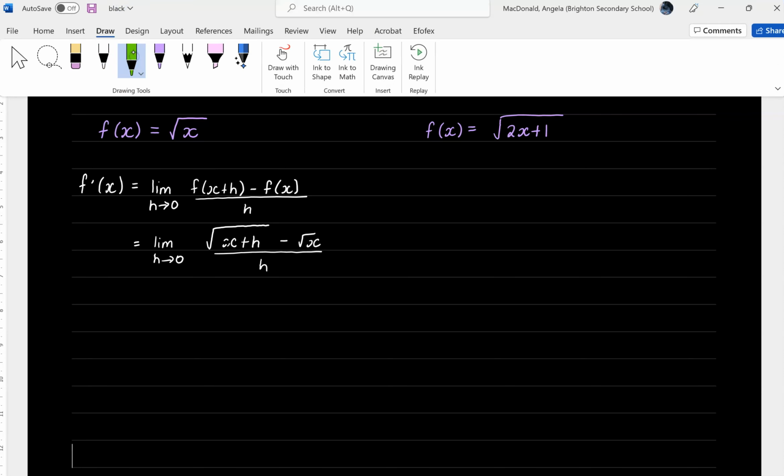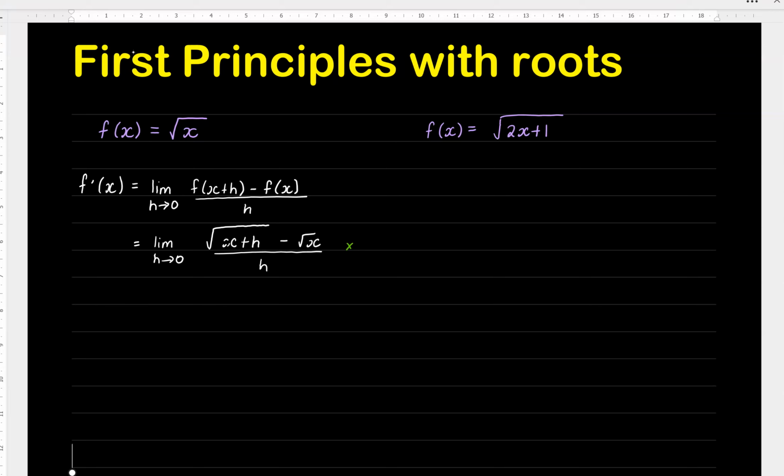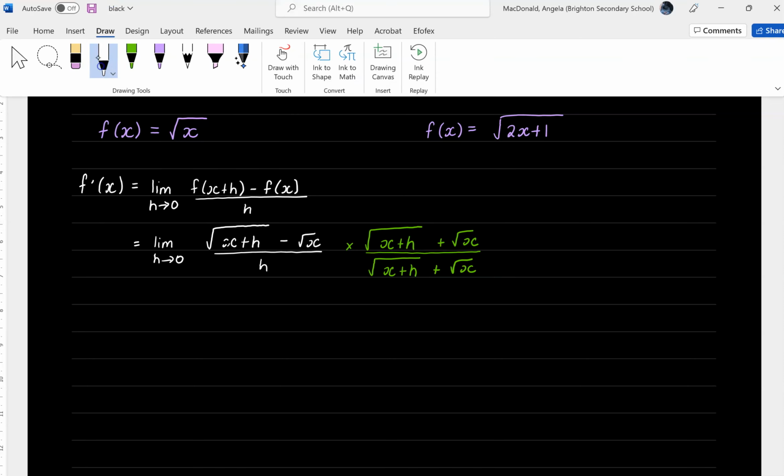Normally we would square, but in this case what we have to do is multiply by the conjugate. Okay, so we're going to multiply by the square root of x plus h plus root x, because that uses our difference of two squares, and the middle term will disappear and the end terms will be squared, so hence the square root will go. And of course what we do to the top, to the numerator, we must do to the denominator. So let's have a look how that pans out.